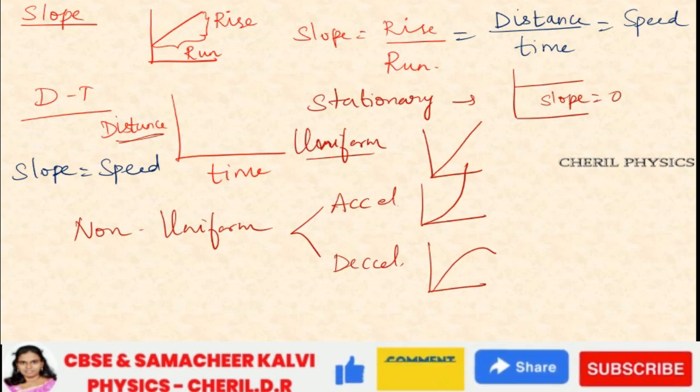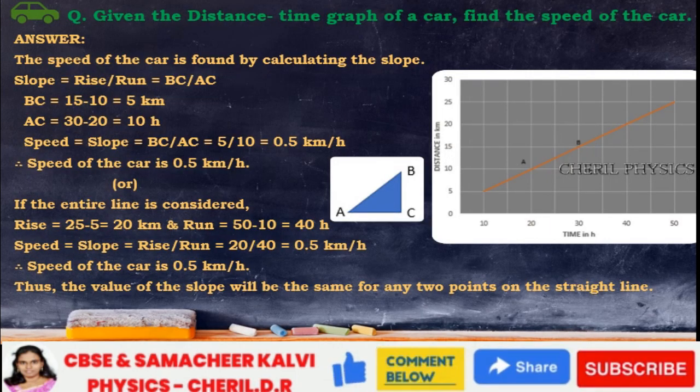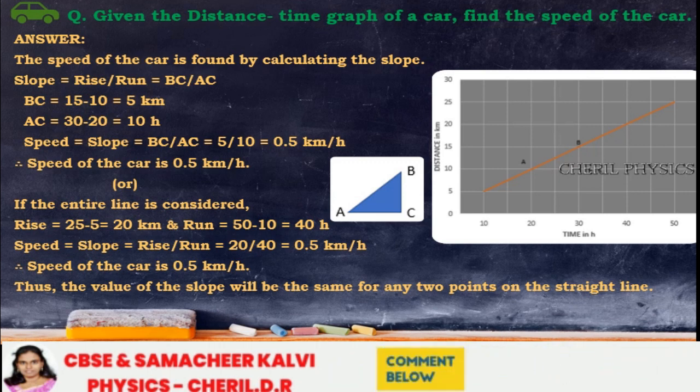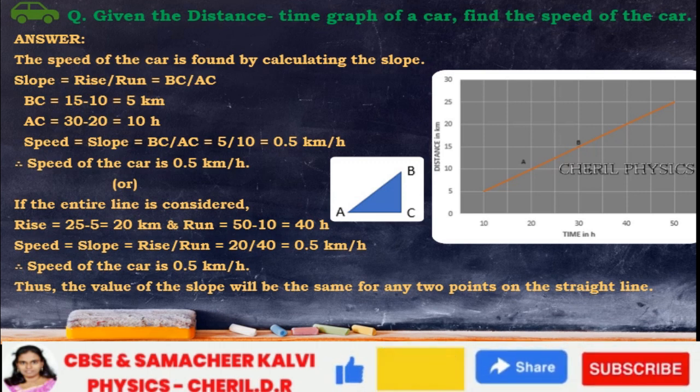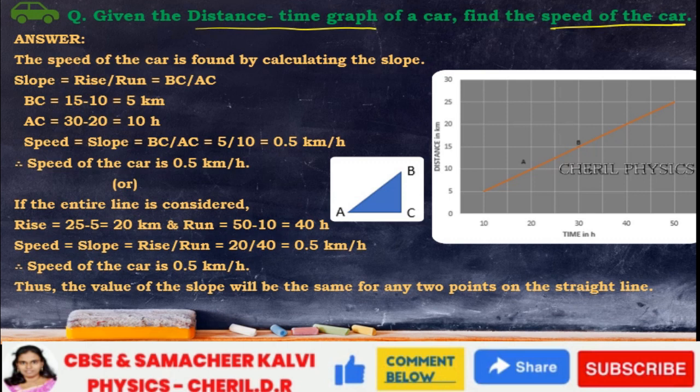Similarly we are going to see velocity time graphs next. But here we will first see a sum related to the distance time graph. So what is this distance time graph given here? We are given a distance time graph and we are asked to find the speed of the car. Here this is the graph, here you have A, you have B and all. You have taken just 2 points.